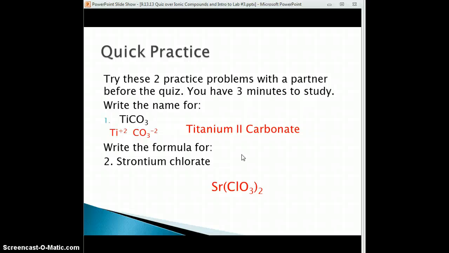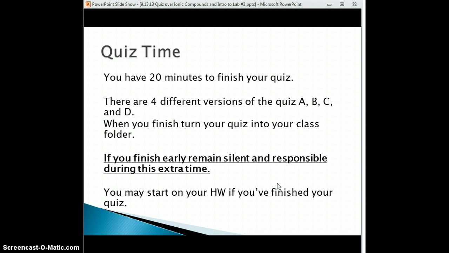All right, it is now quiz time. Please remove everything from your desk. You may use your own periodic tables, so no blank periodic tables. You can use your own periodic tables. You need a testing folder up, and that is the only thing you should have out. So a pencil, testing folder, and your own periodic table.